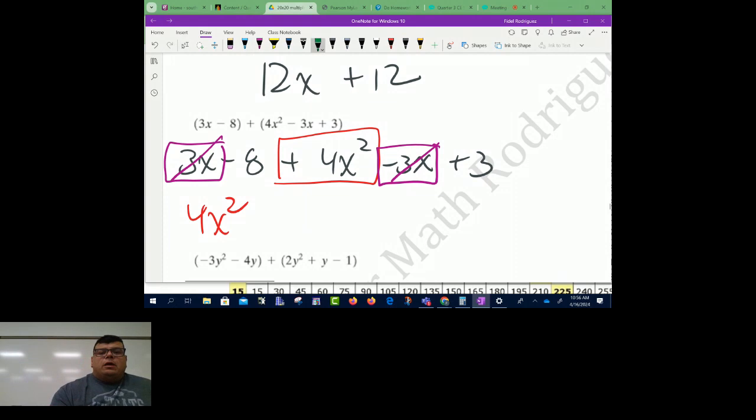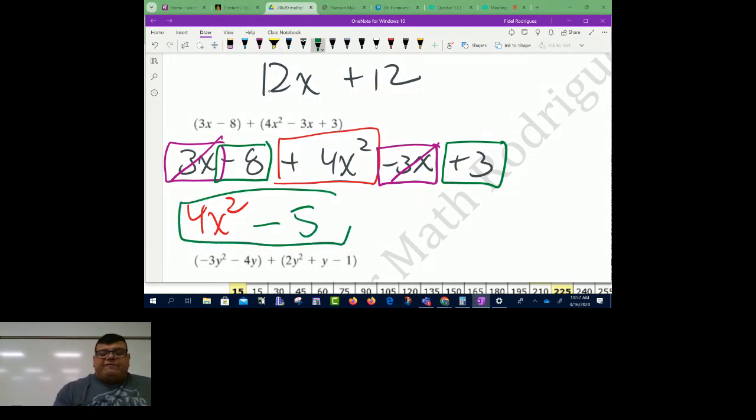Okay. Now, we have a negative 8 and a positive 3. So remember what negative 8 means. I owe you $8. Positive 3 means I have $3. So if I give you the 3, I still owe you 5. So 4x squared minus 5. Okay.